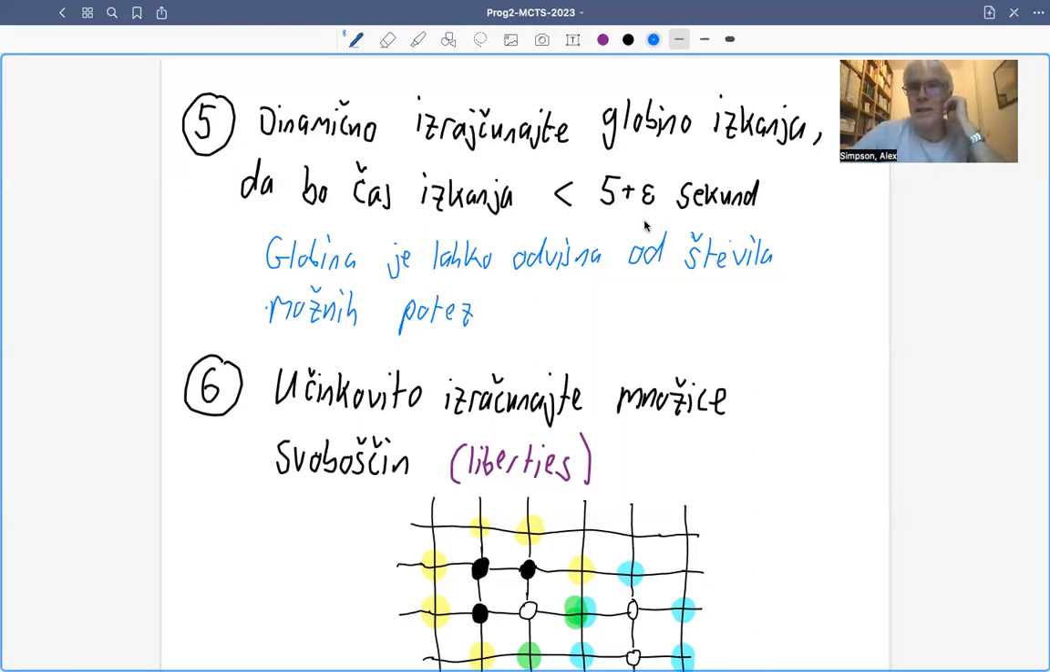One's allowed to go a little bit of an epsilon over 5 seconds, but I'll tell you a little bit more about how that's going to be done later when we look at the program running.